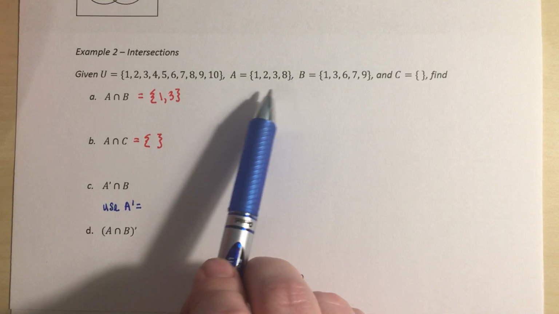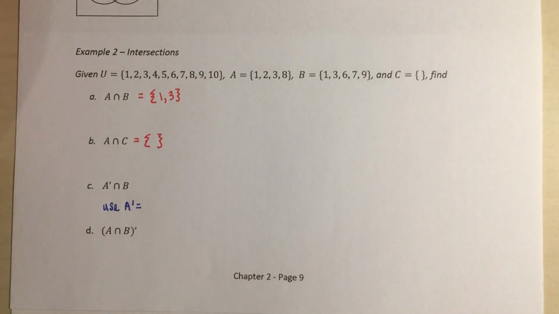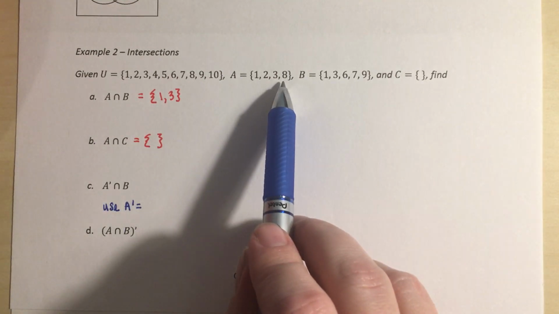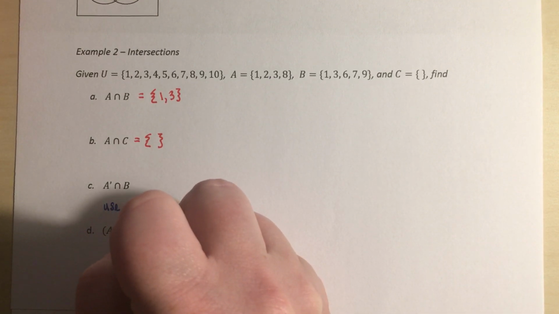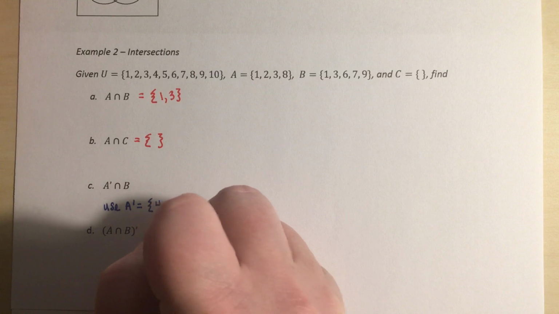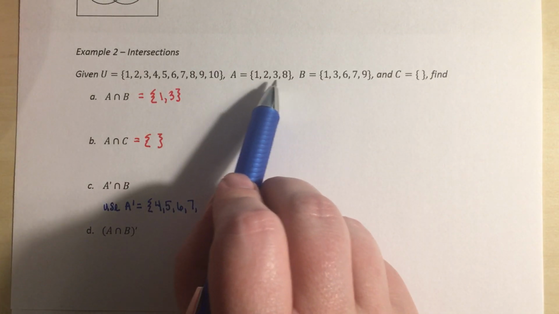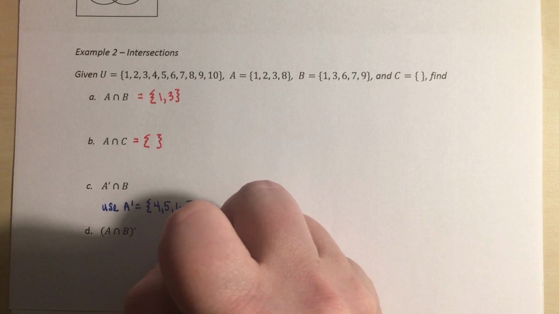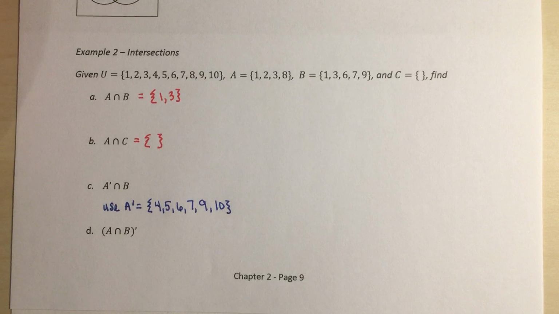A starts out with 1, 2, 3. Those are in A, so they're not going to be in our complement. But 4 is not in set A, so the complement of A is going to be 4, 5, 6, 7. 8 is in A, so we're not going to use that. 9 and 10. So there is our complement of set A.